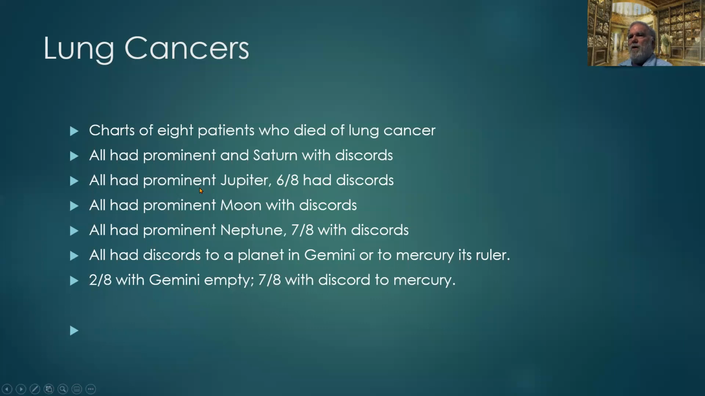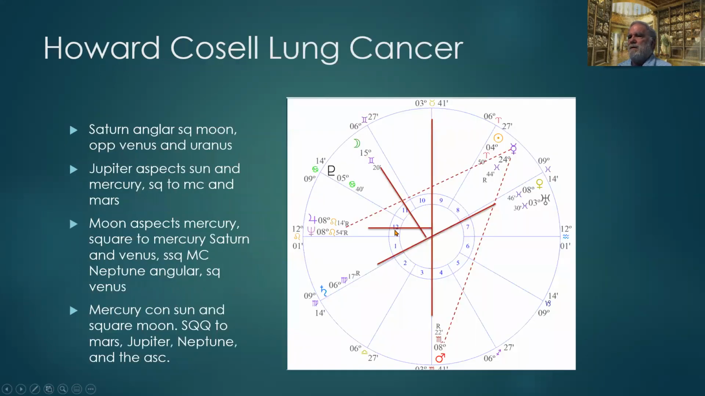All the charts for lung cancer had discords to a planet in Gemini or to Mercury, its ruler. Two of the 8 had Gemini empty, but 7 of the 8 had a discord to Mercury. So most of the ones that had a discord to Gemini also had a discord to Mercury. That's quite strongly reinforcing, though I'm not saying it would be necessary. I'm just saying that's what happened with this roll of the dice. Here's an example: this is Howard Cosell, who died of lung cancer.